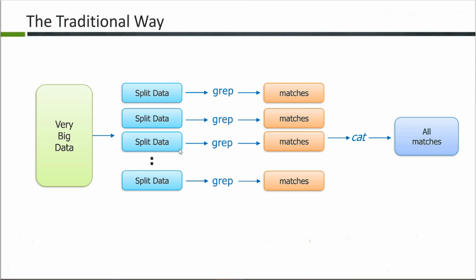So the traditional way is to get the big chunk of data and then split it into little pieces. Then you use the grep command, which is a Unix command used to search files for the occurrence of a string of characters that matches a specified pattern to get the matches in the data. And then you use the cat command, which is a standard Unix utility that reads files sequentially, writing them to standard output, and there you have your structured data.